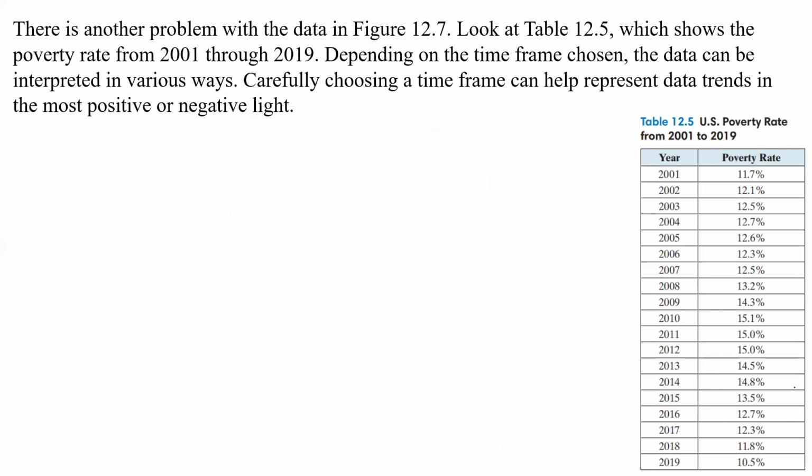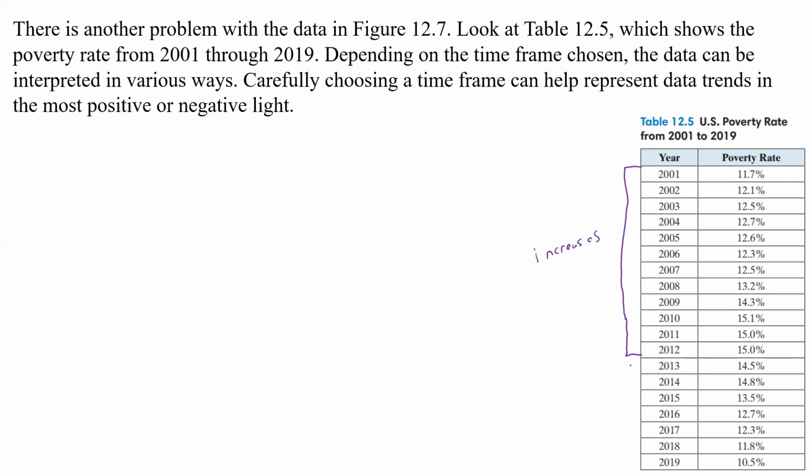If we look at table 12.5 here, it shows the poverty rate from 2001 all the way to 2019. Now, depending on the time frame chosen, the data can be interpreted in various ways. So choosing that time frame also helps represent data trends in the most positive or most negative light. So if we think about here, what do we have? Well, if we look from here down to, say, 2012, if we only went to 2010, it'd be only increasing. But this one, it just goes down a little bit, but overall, it increases in that part of the period.